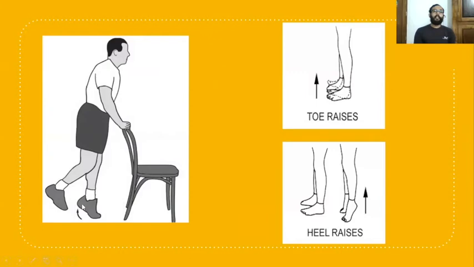This one is single heel raise. I already explained that before starting sports activities after the ankle injury and rehabilitation, single heel raise should be checked. Up to 20, if it is possible, then the patient can start sports activities. This is single heel raise. This is toe raise of both legs. This is heel raise of both legs.